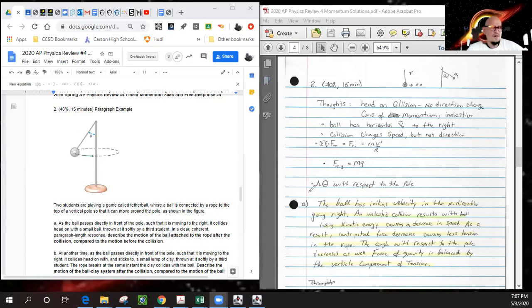Okay, so one way we should answer this question is the ball has initial velocity in the x direction going right. And inelastic collision results with the ball losing kinetic energy, causing a decrease in speed. As a result, centripetal force also decreases, causing less tension in the rope. Okay, the angle with respect to the pole decreases as well. The force of gravity is balanced by the vertical component of tension. Okay, so we go ahead and hit pause here.